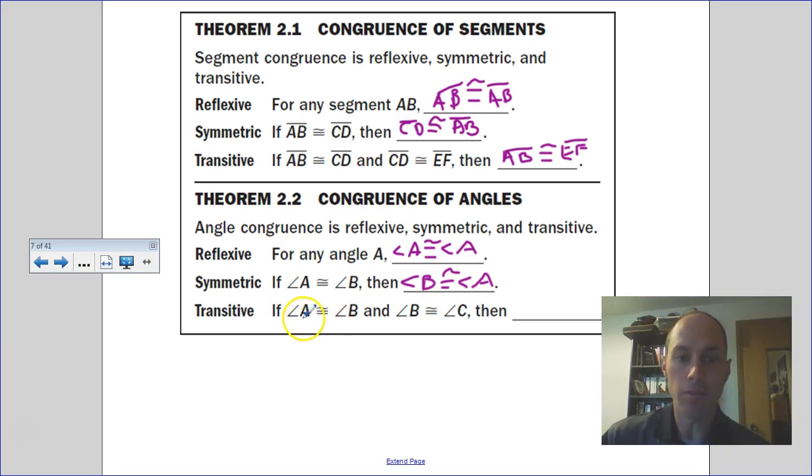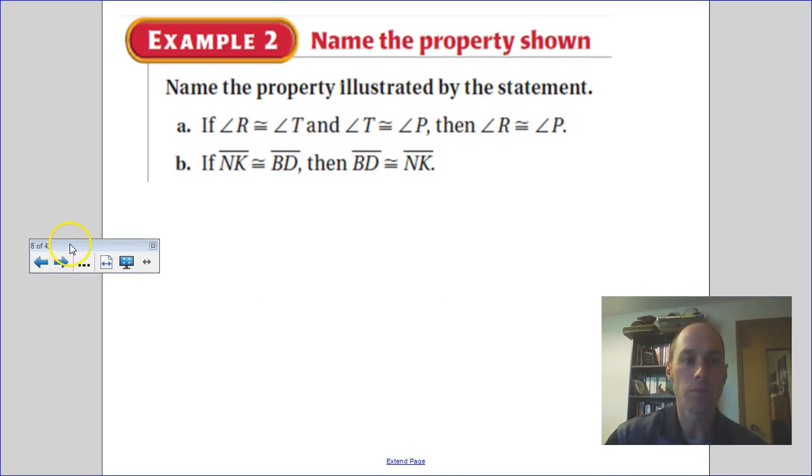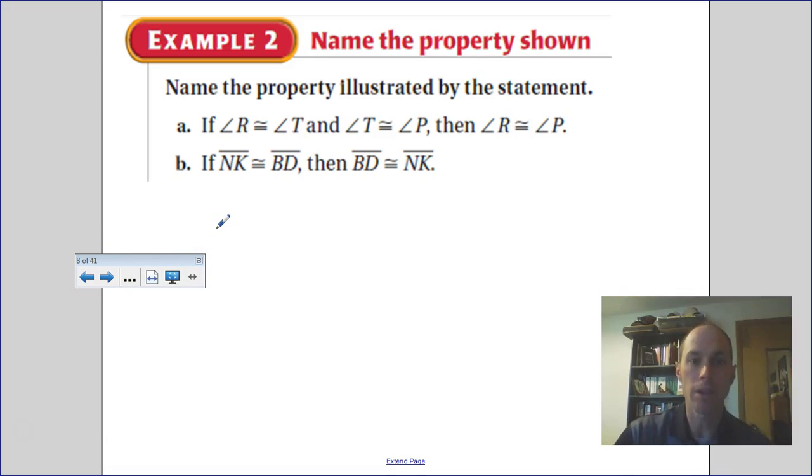And transitive property: if angle A is congruent to angle B and angle B is congruent to angle C, then angle A has to be congruent to angle C because they're all congruent to each other. So those are different properties that we'll use, so it'll be good for us to recognize how to write those and when to use them.